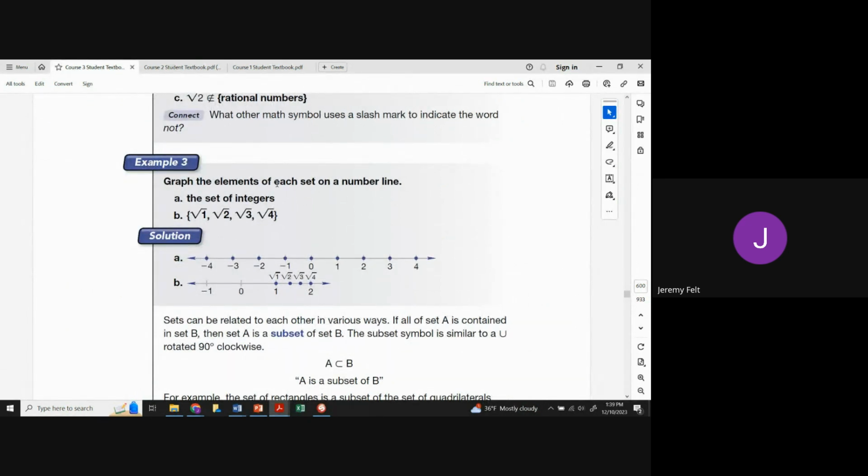Okay. Graph elements of each on the number line. So again, it wouldn't be exact because the decimal number goes on forever. Square root of 1, square root of 2, square root of 3, square root of 4 is 2, so we know all of these are between 1 and 2. The set of integers, if we're graphing those for A, here we have 0, 1, 2, 3, 4, continuing on, and their opposites, so -1, -2, -3, -4.